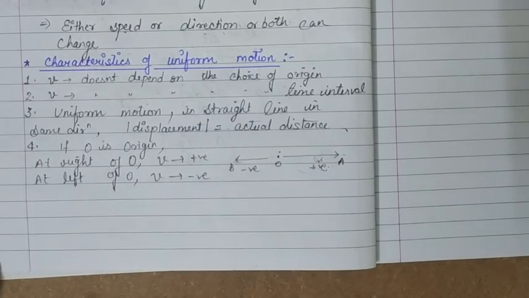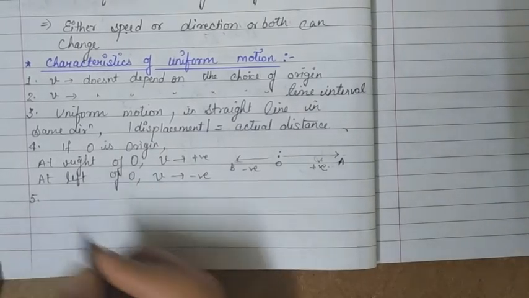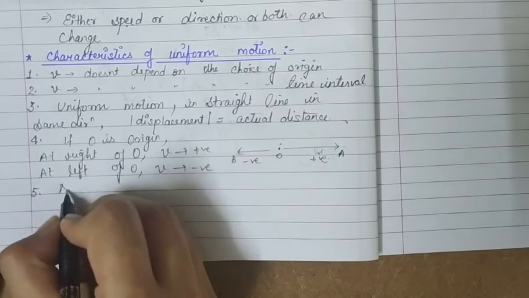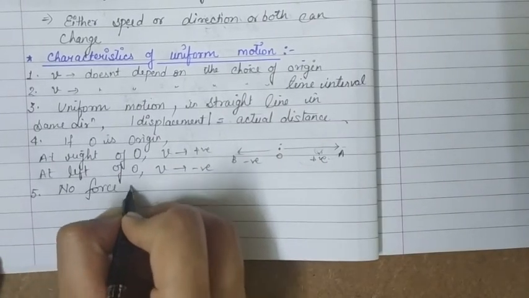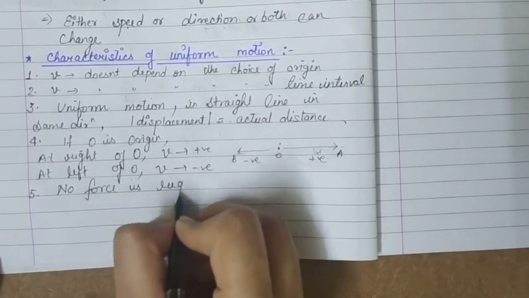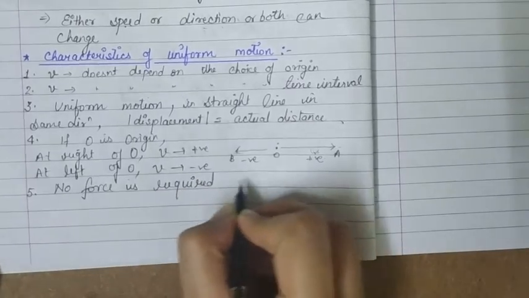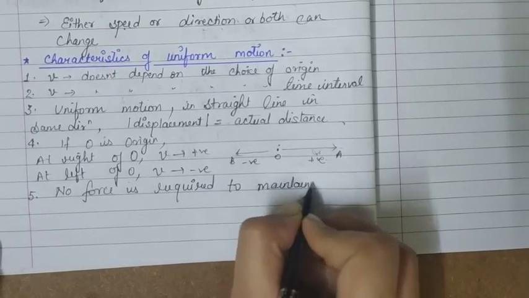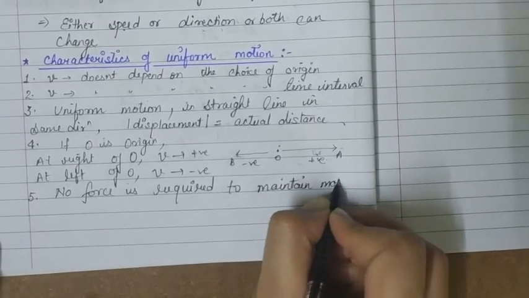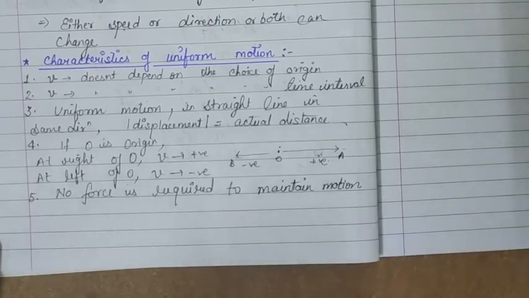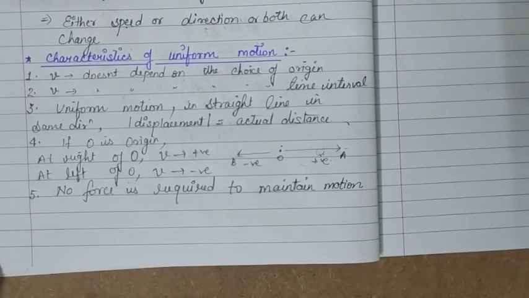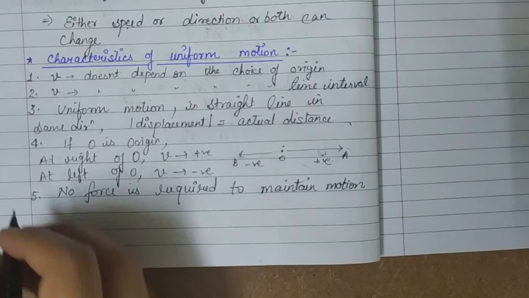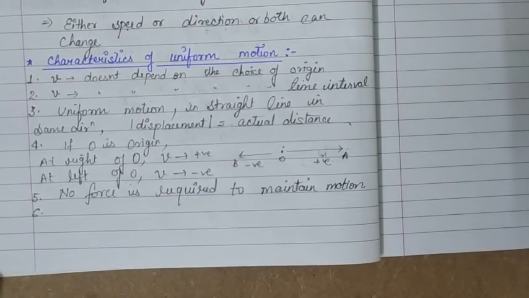The next characteristic is that for an object in uniform motion, no force is required to maintain its motion. So in case of uniform motion, no force is required to maintain motion. The motion keeps on continuing as it is. There is no need of force to maintain motion. This is the fifth characteristic of uniform motion.